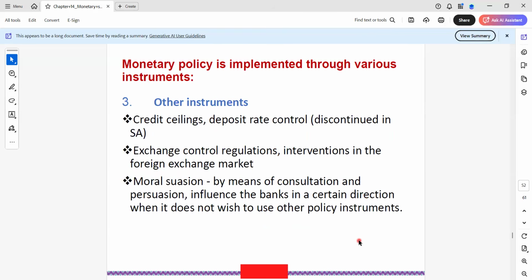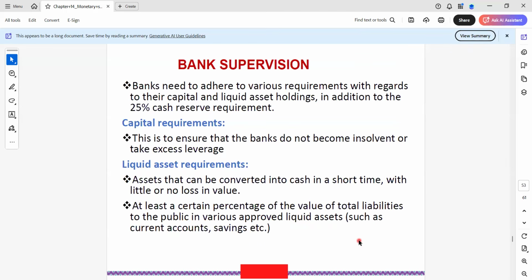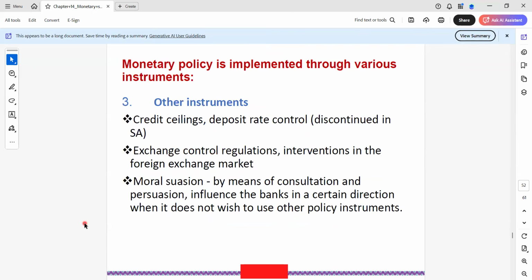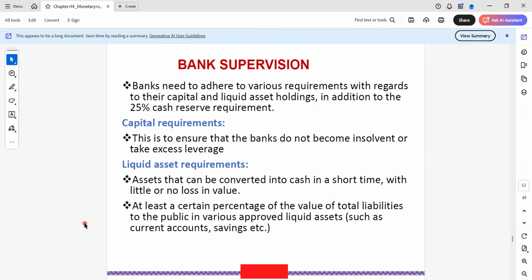So other instruments we have are a credit ceiling, exchange control regulations, moral suasion, and bank supervision. Okay, so here let me just explain the moral suasion. Moral suasion is basically when the South African Reserve Bank will persuade the commercial bank to act in a particular manner, right? They'll just persuade them or like talk to them.